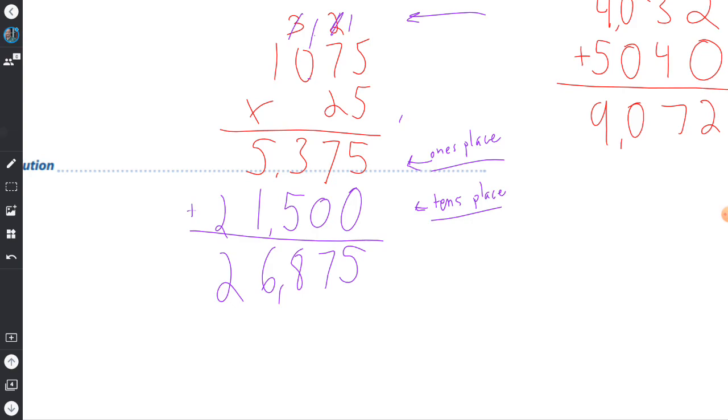The 0 is like one of the most important parts. I'm going to put it in yellow. The 0 is super, super, super important.